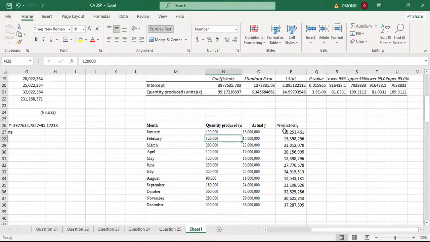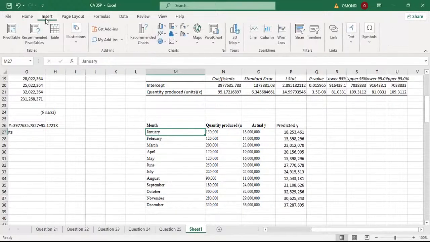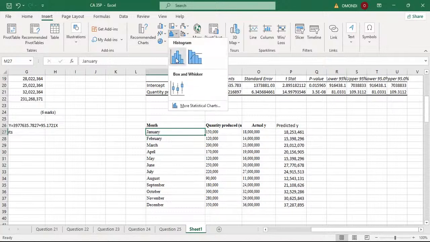Then the next option, which is now remaining, is for me to pick the months. For the month of January, I will compare actual and predicted. So that's what I need to do. And therefore, I now go to insert this one here.